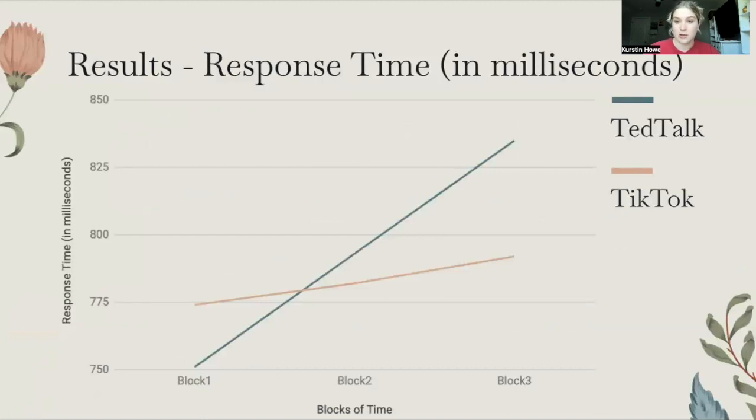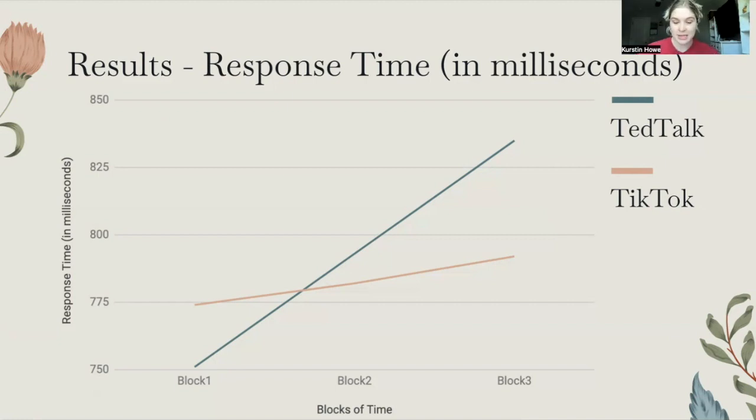So this is a graph of my results. On the left side, it's the response time in milliseconds. And on the bottom, it's the time. So block 1, 2, and 3. Block 1 is the first 10 minutes of the test. Block 2 is the second 10 minutes, and block 3 is the third 10 minutes.